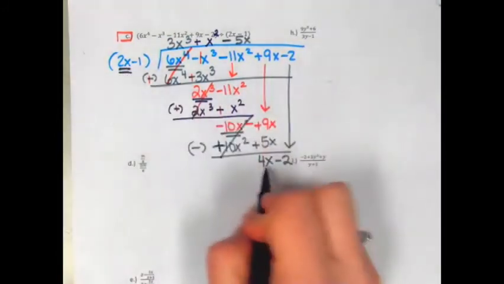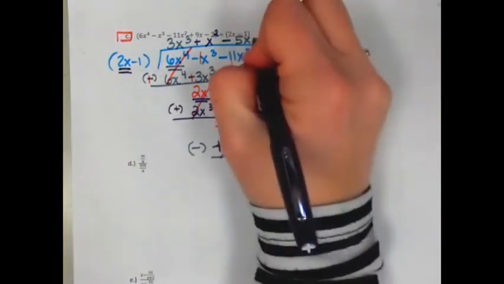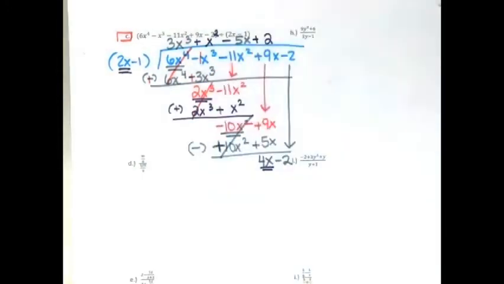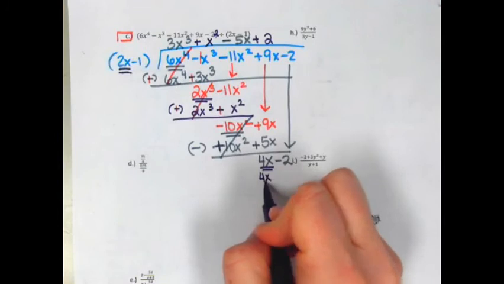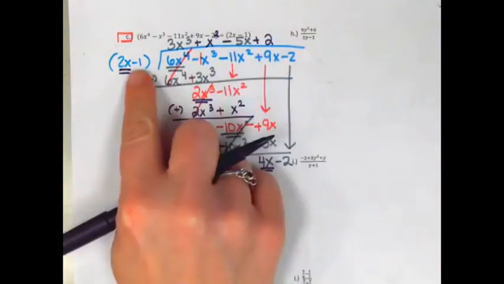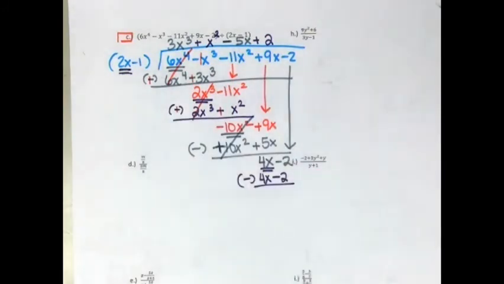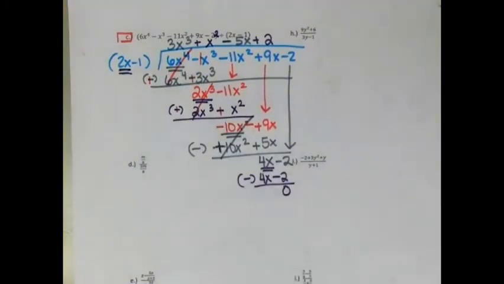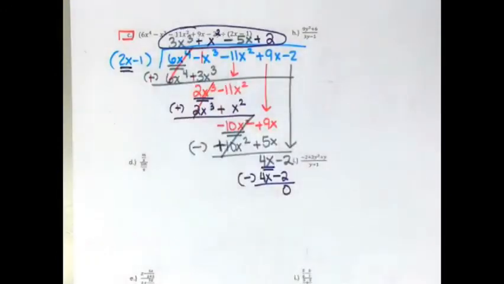All right. 2x times what is 4x? 2. Positive or negative 2? Positive, so I'm going to put a plus sign. Okay. 2 times 2x is 4x. And 2 times negative 1 is negative 2. Now, when I subtract this, what am I going to get? 0. So do we have a remainder here? No. So this up here is my final answer. All right. Any questions with that?